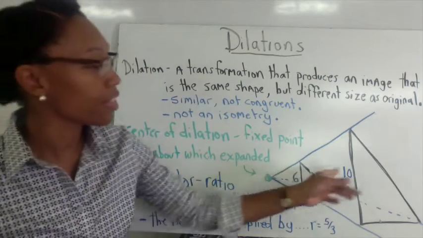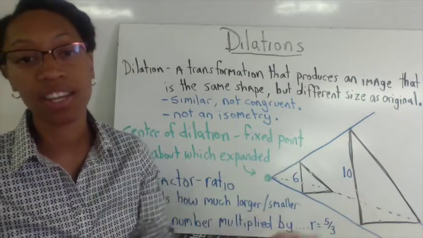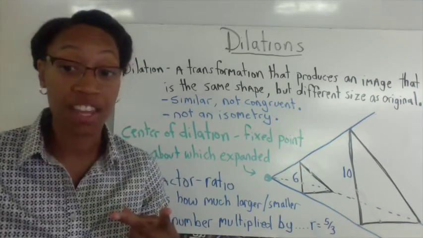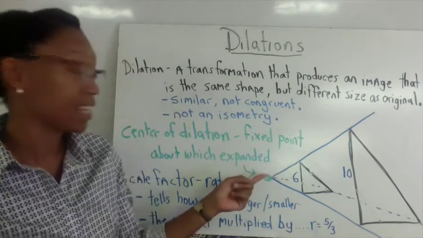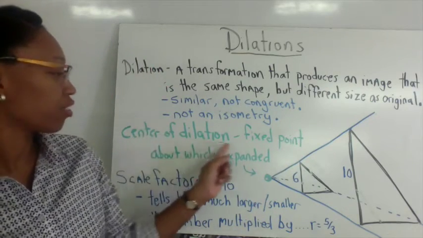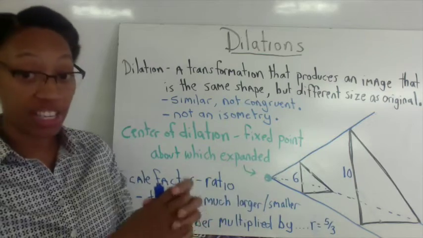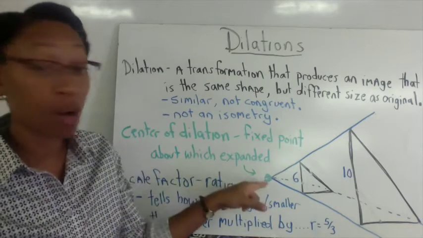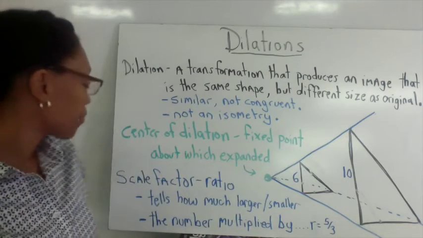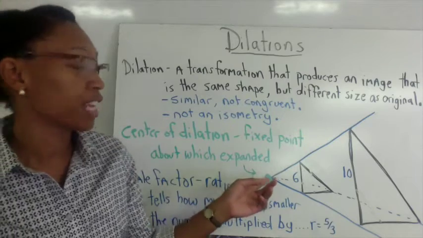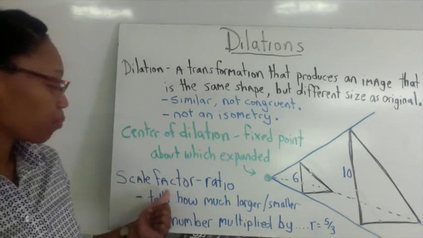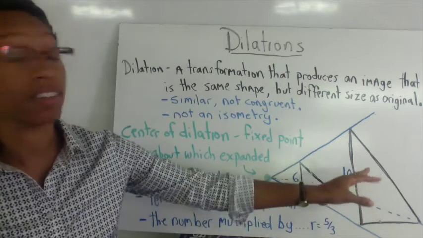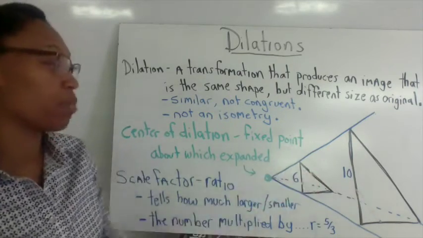Okay, let's take a look at this picture of a dilation and break it down and see what we have. Dilations are made up of two things. First, there is a center of dilation. That's this fixed point from which it is either being expanded or contracted. And the second thing is the scale factor or the ratio. That pretty much just tells you how much bigger it is becoming or how much smaller it is becoming.